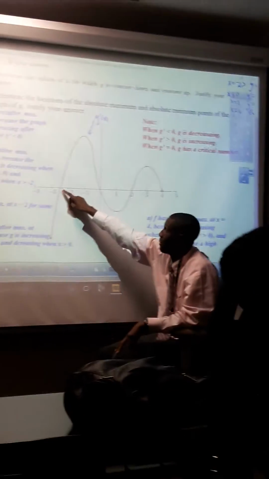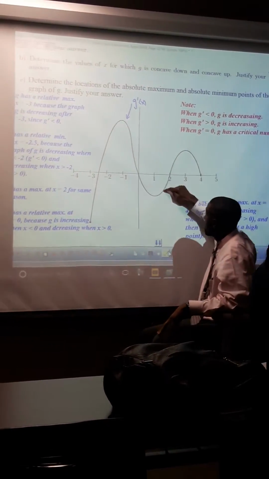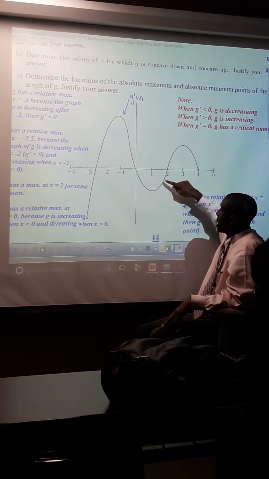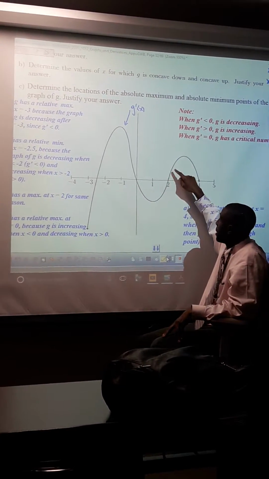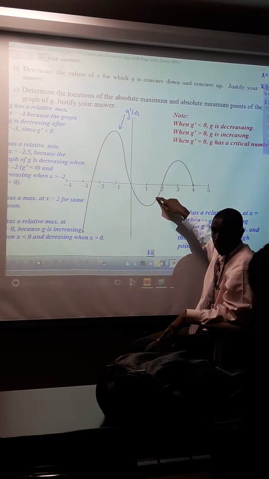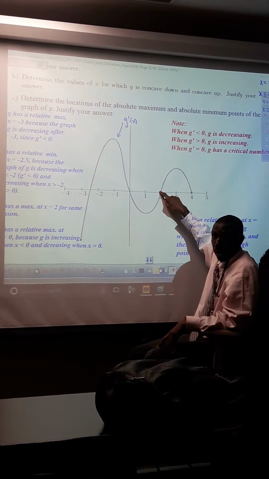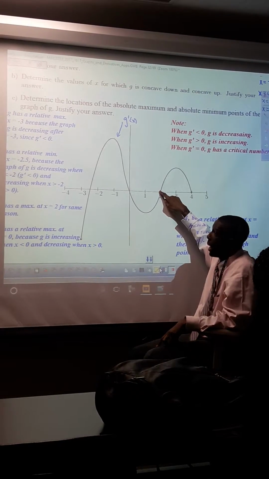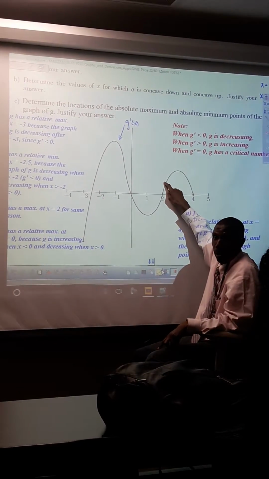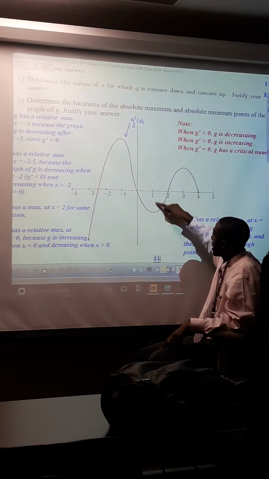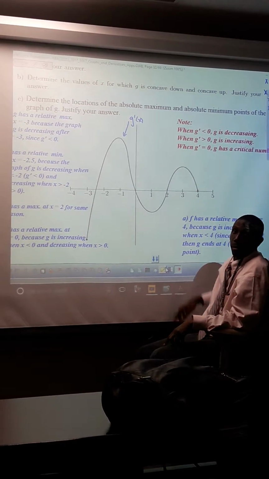Then at 2, it's the same thing that happened at -2. Same deal. G is decreasing. G prime is negative, so G is decreasing. Then G turns because G prime is 0. And then G increases because G prime is positive. Local minimum. Decrease, increase.